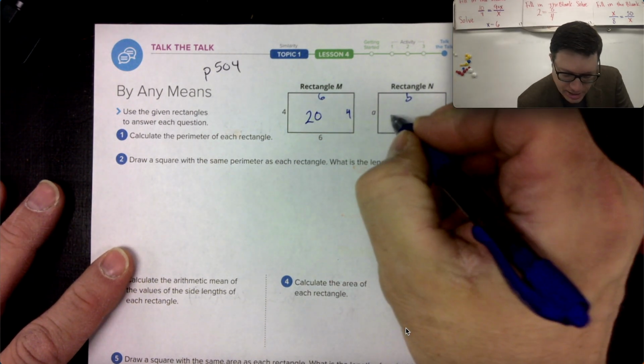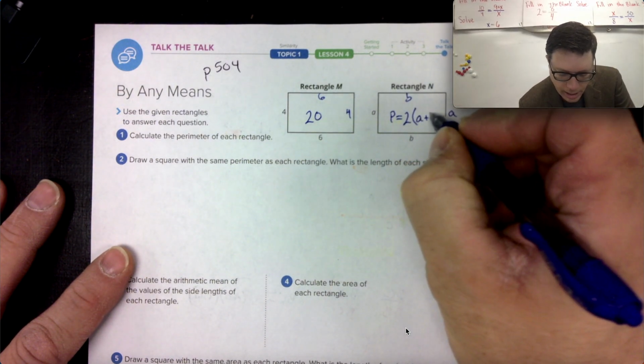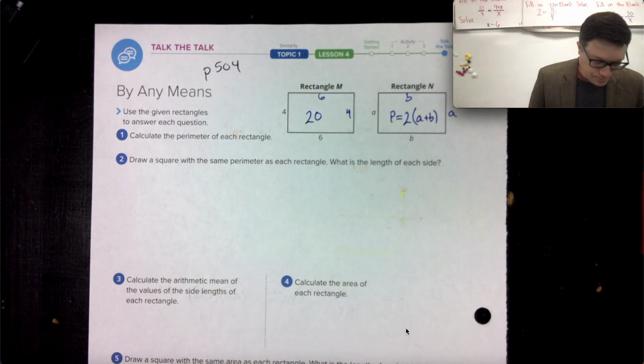And so I'm going to write it like this. Perimeter equals 2A plus 2B, because there are 2 A's and 2 B's. So I'm going to add them up.